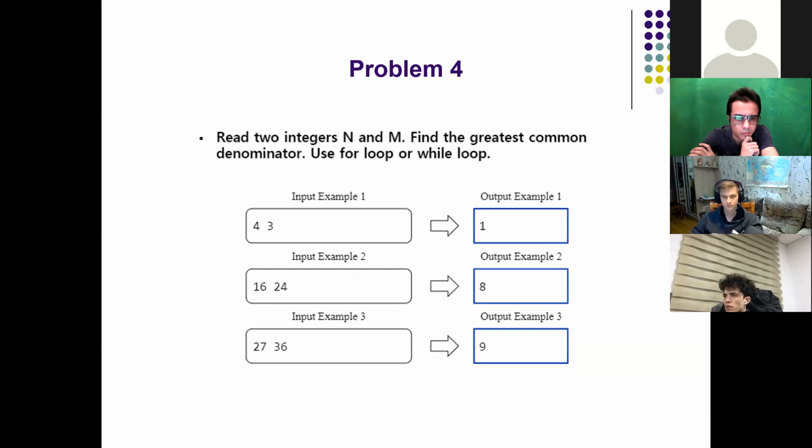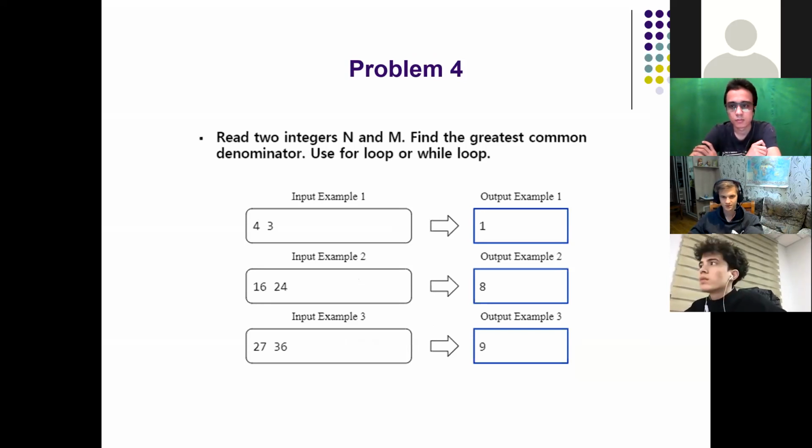You should read two numbers from the user and find the greatest common divisor of them. Do you remember I gave you this task last time, but as we didn't have information about loops, we skipped it. It means we will do it right now, okay?